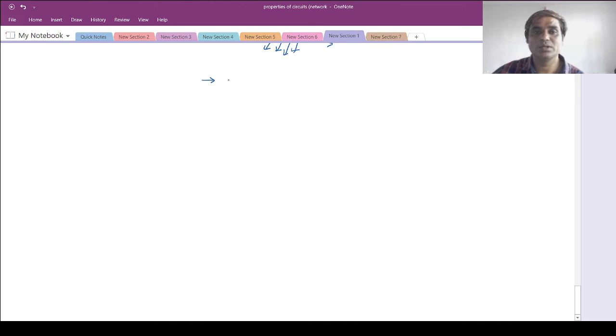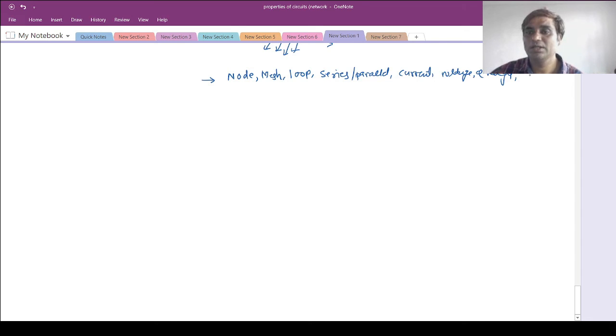That is, here what is node, mesh, then what is loop, what is series, parallel, then in short current, voltage, then we may have energy and power. Then we will see what is voltage source, same current source, what is KVL, KCL, etc. Okay, just have a brief discussion on it.